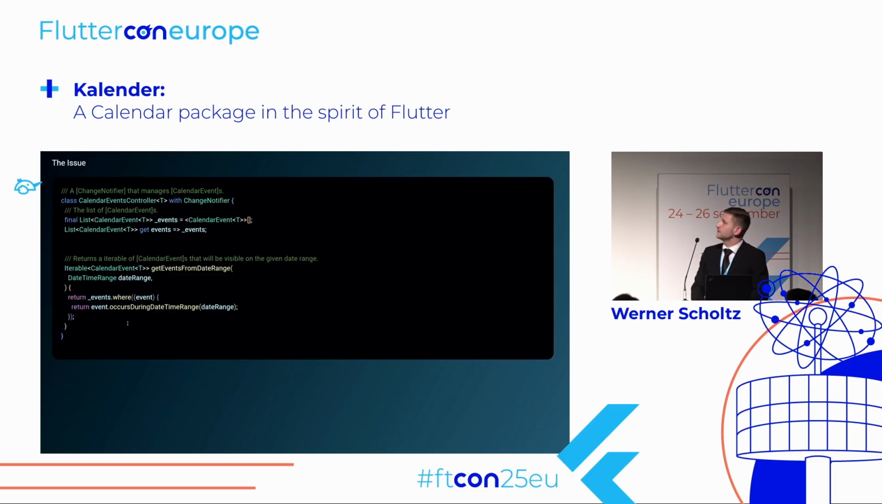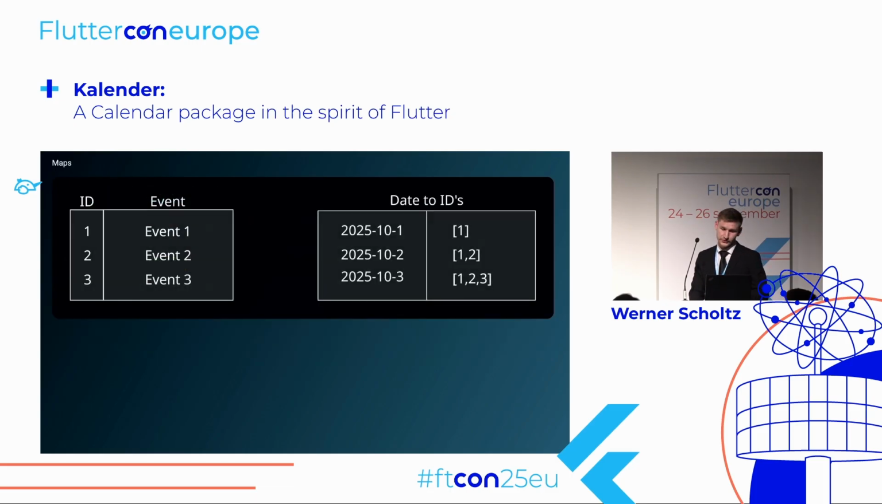It's relatively straightforward. Just use a map. Well, I decided to use a map. So it's much faster if you have a key. That lookup is much faster. So basically I decided to go with two maps. One on the left uses an ID as a unique key and the event as a value. And the second one on the right uses a date as a unique key and a list of event IDs as values.